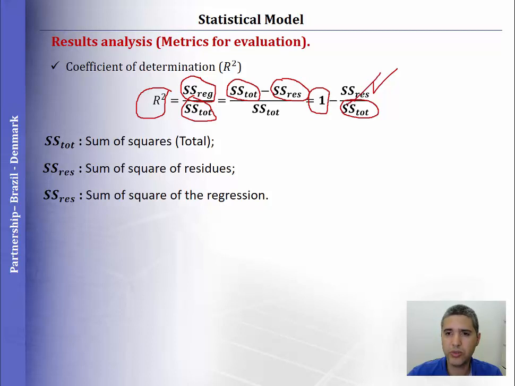So if the sum of residuals is close to 0, then the R square is close to 1, and it means that we have a good model in our hands. If the sum of residuals is greater than 0, then the R square is reduced, lesser than 1, and then the model is not as good as we could imagine. So let's compute it for the additive model and for the multiplicative model and see which model is appropriate for our application. Let's go to the spreadsheet.